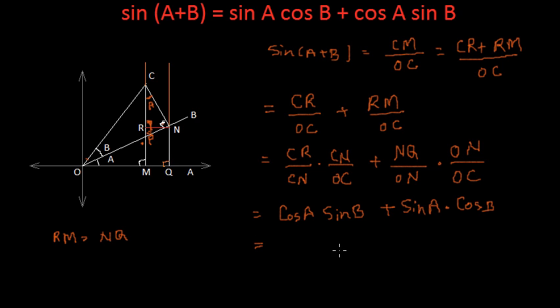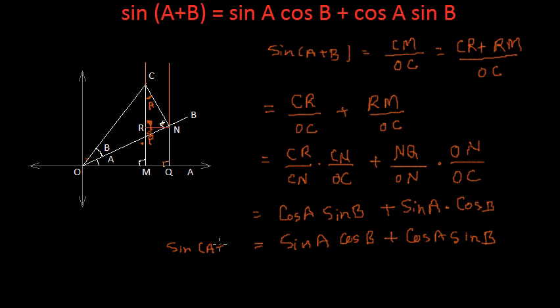This can also be written as sin A cos B plus cos A sin B. It is actually equal to sin(A+B). So this is the proof for sin(A+B). sin(A+B) is equal to sin A cos B plus cos A sin B.